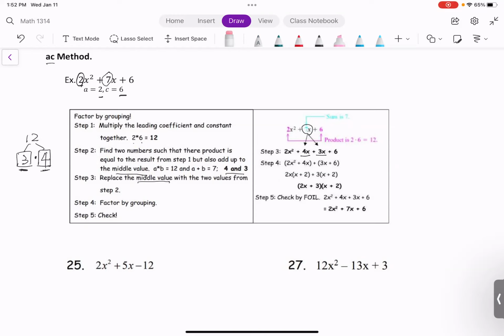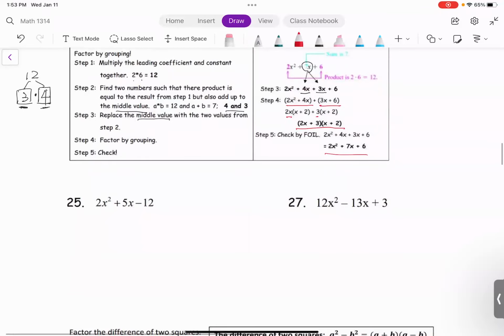And then factor out the GCF from the first 2 terms. It's 2x. And then we have x plus 2 left. Then factor out the GCF from 3x plus 6. We have 3 here, and then x plus 2. We have the factored form of the polynomial. And then check the answer by FOIL. Then we have the same polynomial.